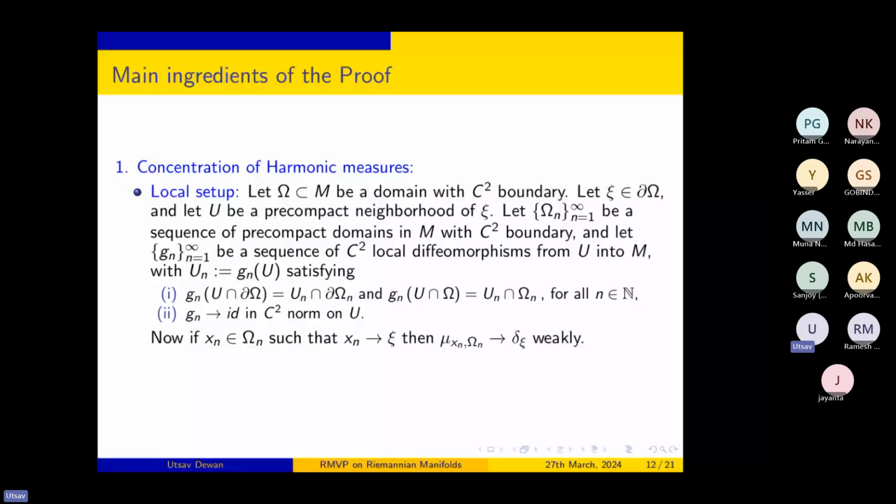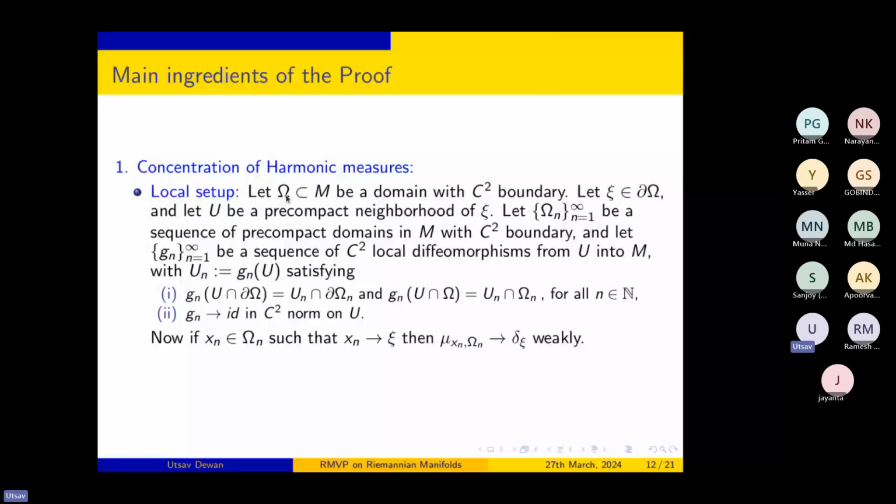But here, in this more general setup, you don't have any sort of explicit expression. You have to do certain estimates, certain different kinds of things, and we are going to do all of this. And all of these are completely new and totally different from the Euclidean case. Okay, so the first point is the concentration of harmonic measures.